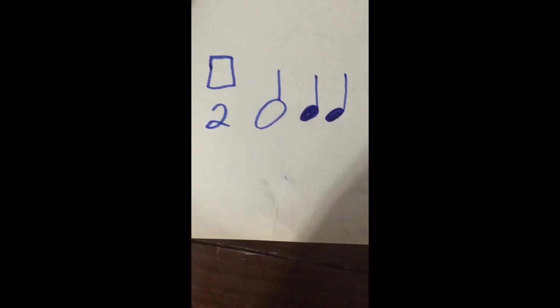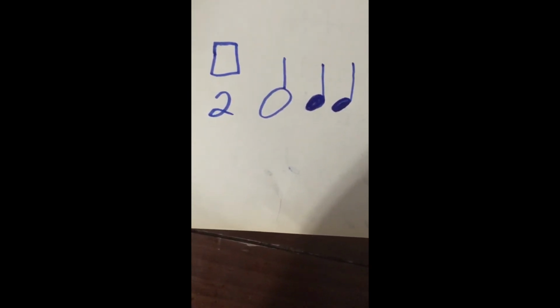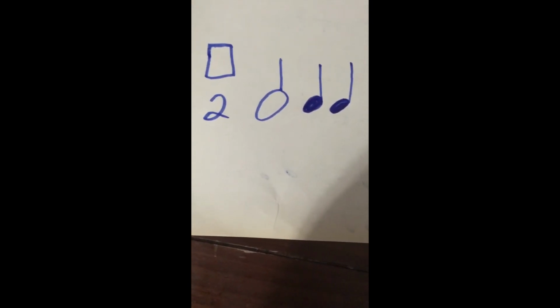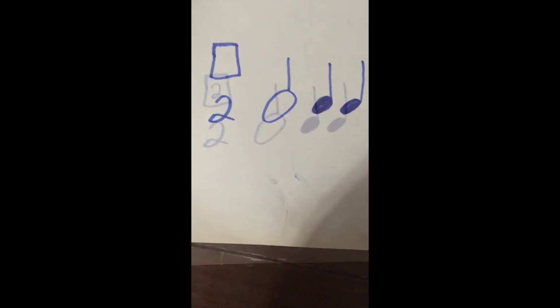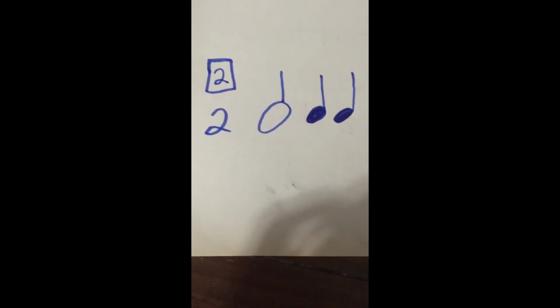Do you know what the answer is? You have 10 seconds. The answer is 2-2 time, otherwise known as cut time. That was a lot of information. After this quick commercial, we'll show you how to find the time signature when you're missing the bottom number.